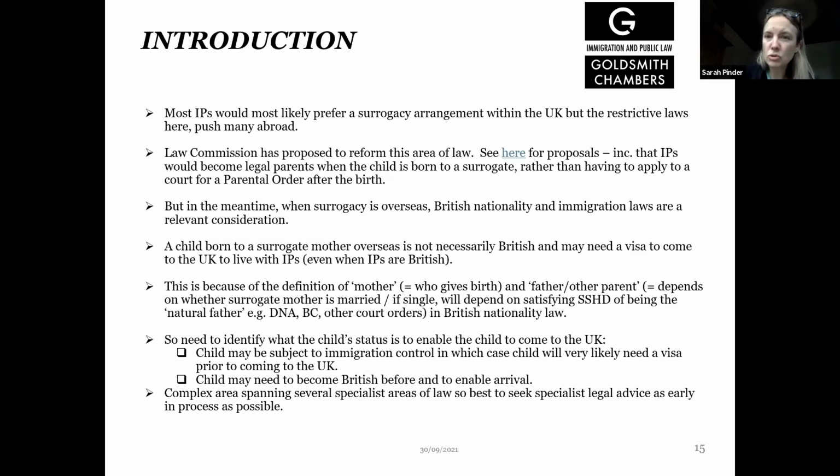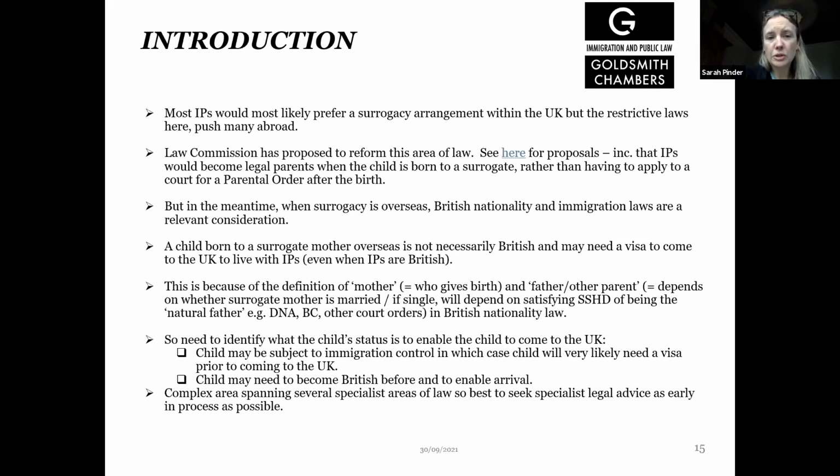And it is not automatic that even if you yourself as an intended parent are British, or both of you are British, your child would be so at birth when born overseas in particular. So this aspect of the talk is really concentrating on children born overseas, with the rationale that, as Fiona has set out, a lot of the surrogacy arrangements are still taking place overseas at the moment.